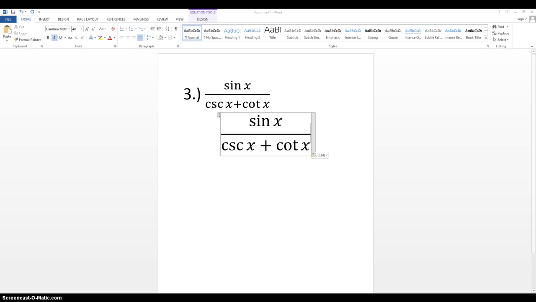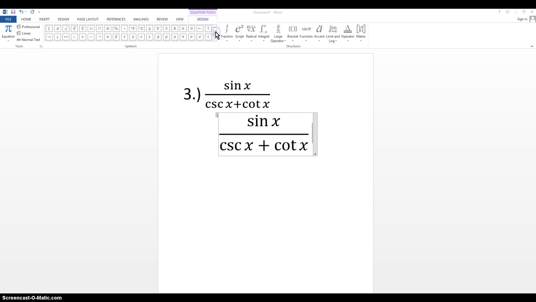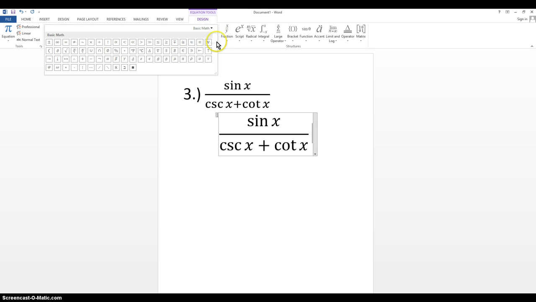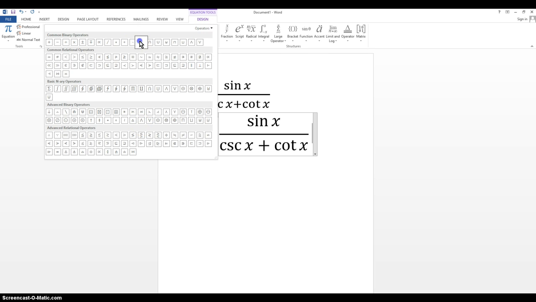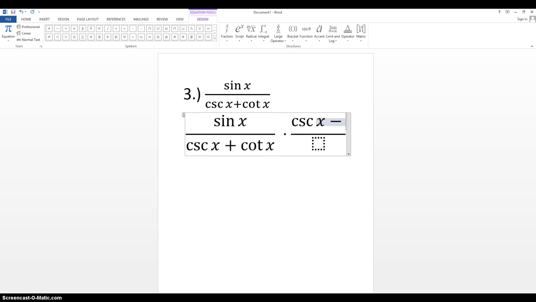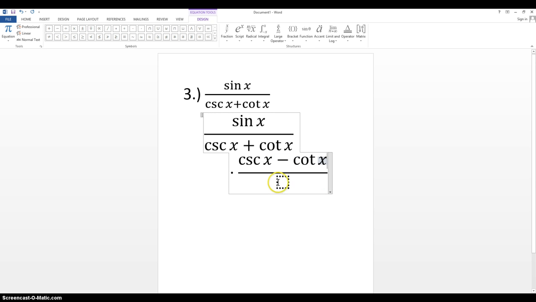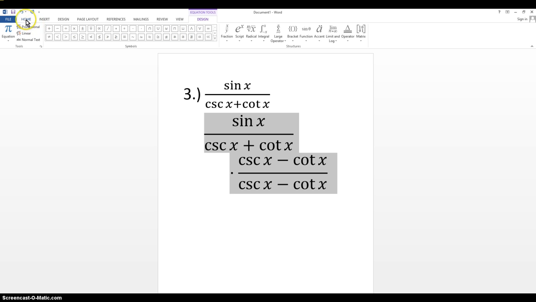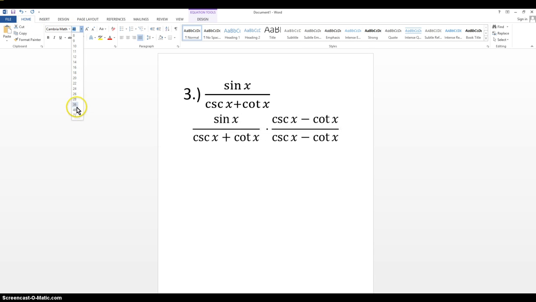So when I multiply by the conjugate, what is the conjugate of the denominator? Cosecant of x minus cotangent of x, correct. So therefore I'm going to have cosecant of x minus cotangent of x over cosecant of x minus cotangent of x. So let me go ahead and make that smaller so it can fit into one line. Alright, so there we go.